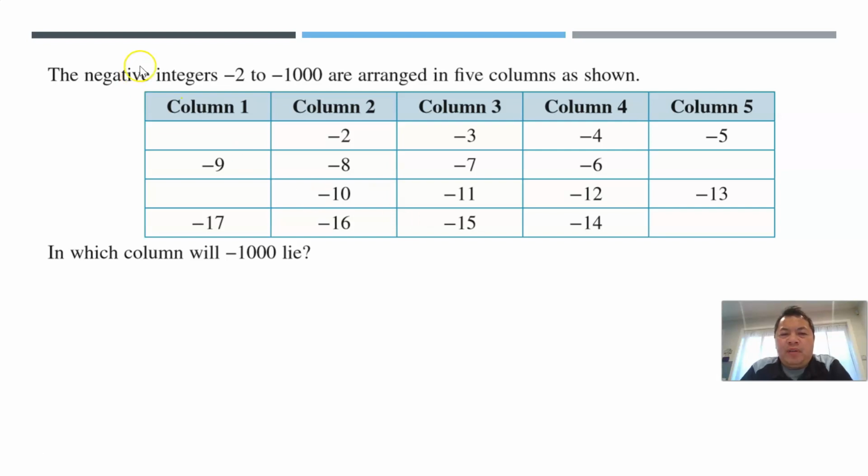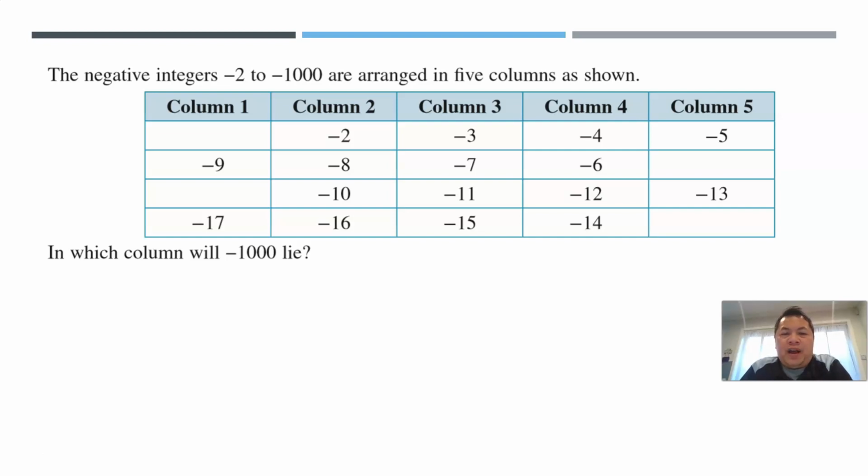Do you think it will happen in column 1, column 3, or column 5? Can't happen, isn't it? Because if you look carefully, column 1, column 3, and column 5 are all odd numbers. So 1000 will not appear there. So it will very likely appear in column 2 or column 4. So which is the correct answer? Not too sure. Let's try to solve the problem.